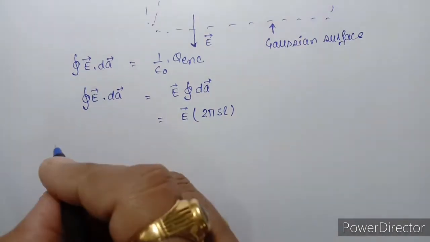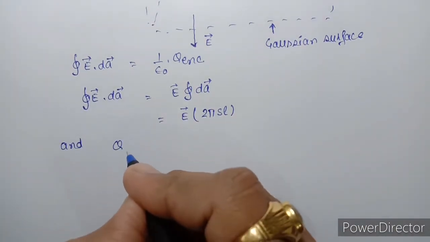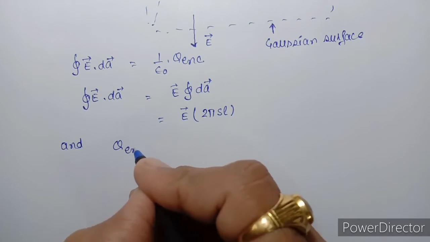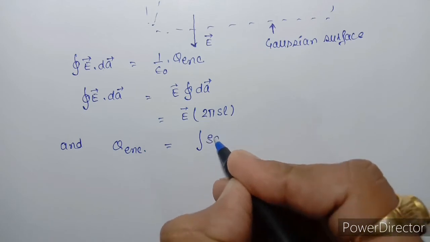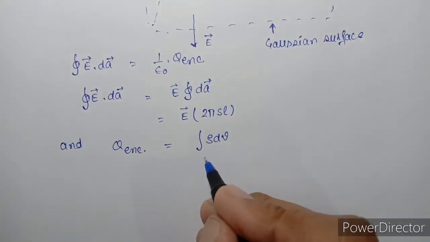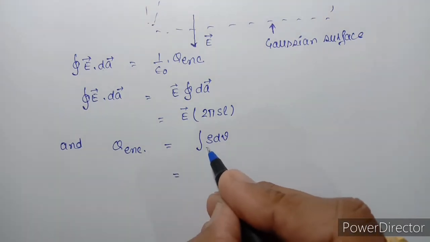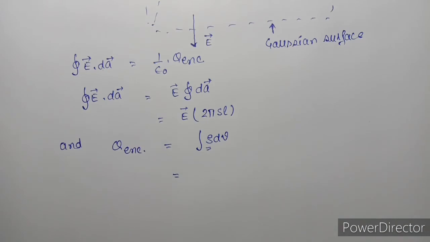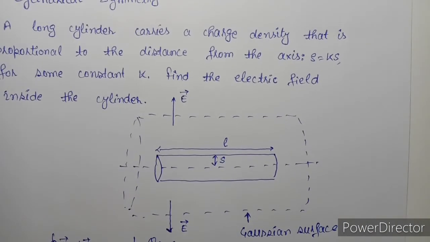And Q, the total charge enclosed, is the integral of rho dV, where rho is the volume charge distribution. As given in the question, rho is equal to ks.